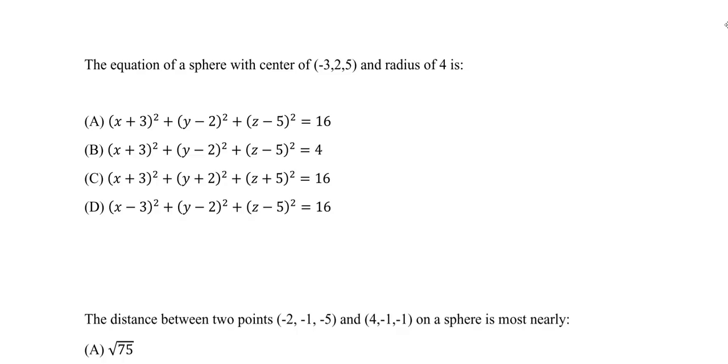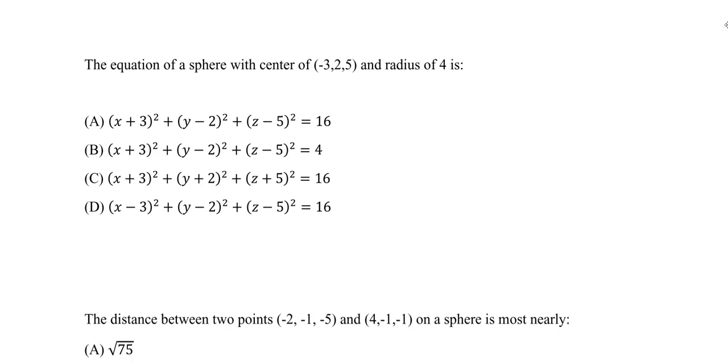Okay, so now I want to run through two quick questions for spheres, and specifically we're going to look at the equation of a sphere and the distance between 2 points on a sphere. So let's begin with the top question. The equation of a sphere with a center of -3, 2, and 5 and a radius of 4 is what? What's the equation of a sphere?